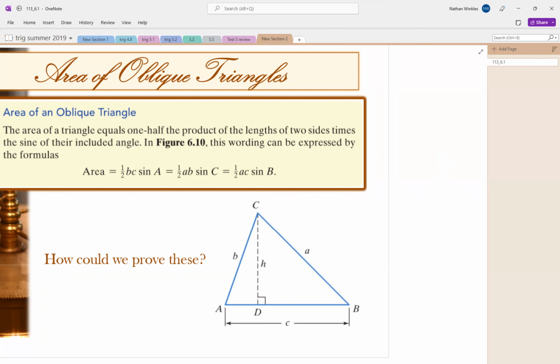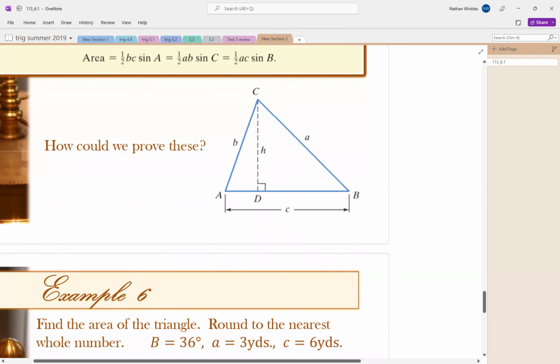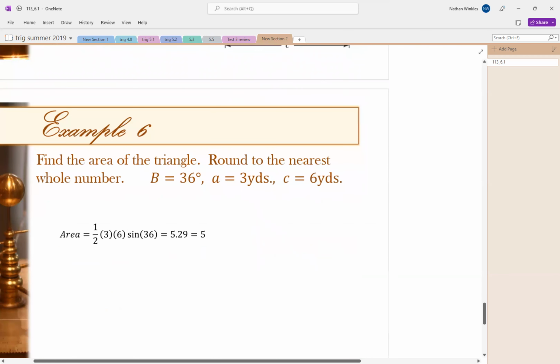It all just depends on what you're given here on which one we need to use. It's just like the law of sines. We can equate them in any way. We could prove this using this drop down of H and using the Pythagorean identity, but I'm not too worried about us being able to prove stuff like that.